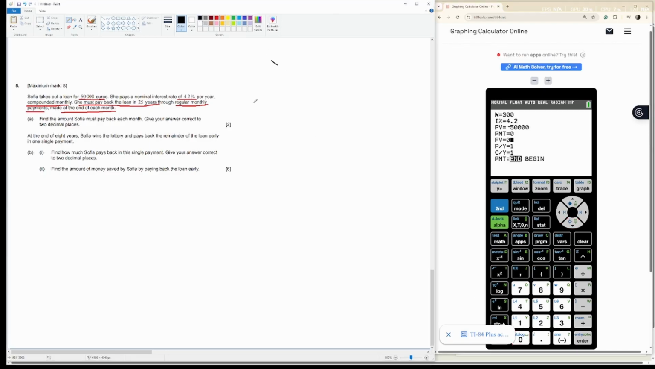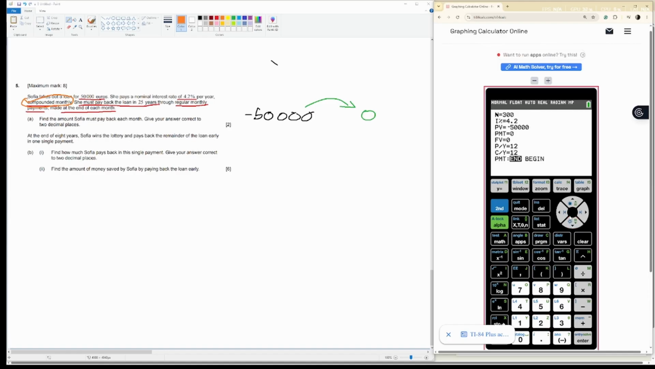Because if you think about it, taking a loan is like having a $50,000 debt and you want to get that to $0 debt. I think that's the most rational way to think about this. Then it says that it's compounded monthly, meaning that in a year there are 12 compounds. And it said that the payments are done at the end of each month, so PMT has to be set to end.